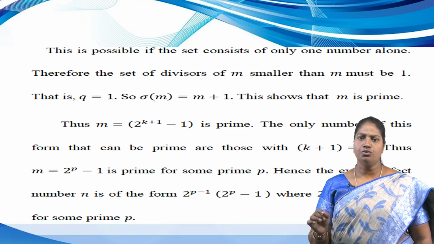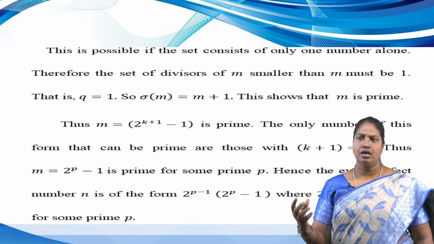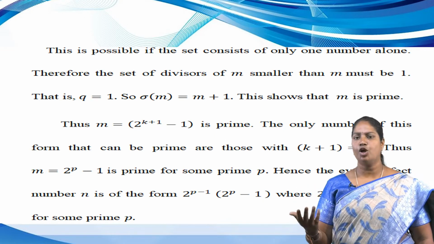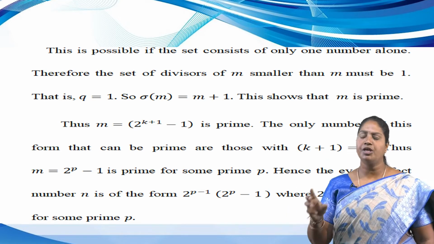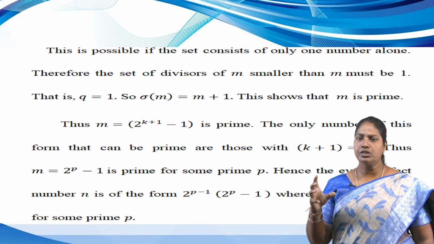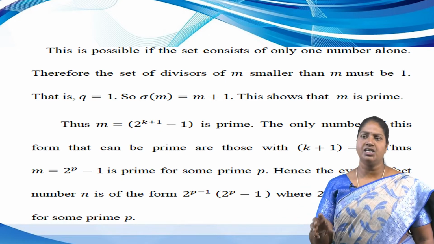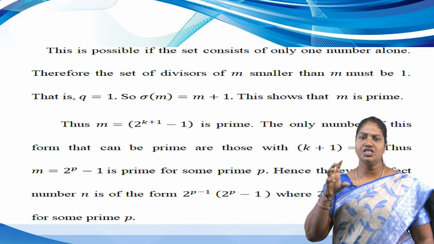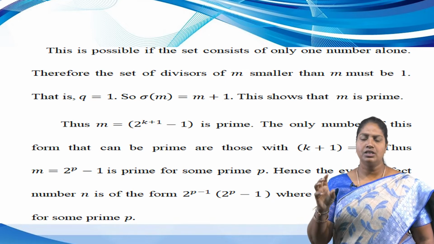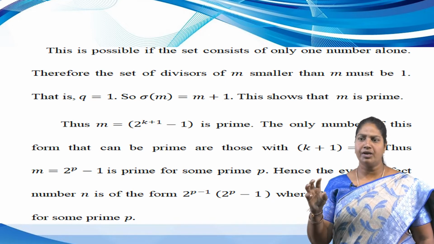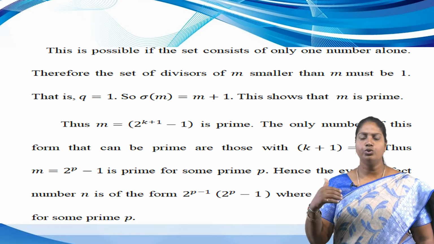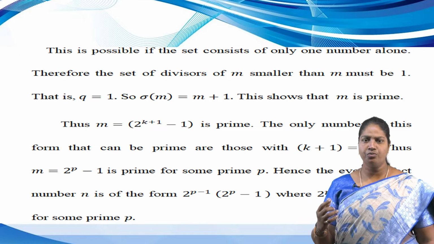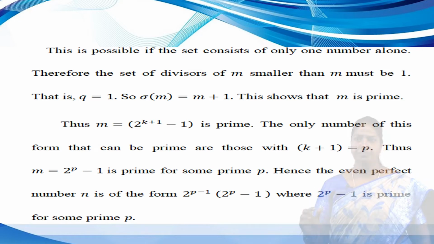Thus, m is equal to 2 power p minus 1, that is 2 power k plus 1 minus 1, is prime. And in the last module, we proved that if 2 power p minus 1 is prime, then p must be prime. So, using the same theorem, we conclude here that k plus 1 should be prime, which let me take as p. Thus, m is equal to 2 power p minus 1, which is prime for some prime p.